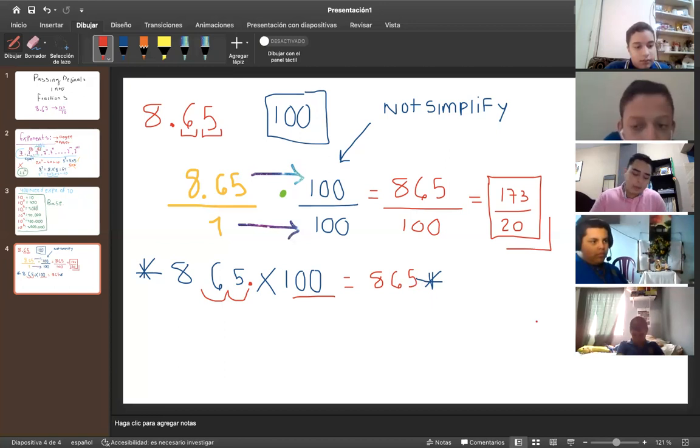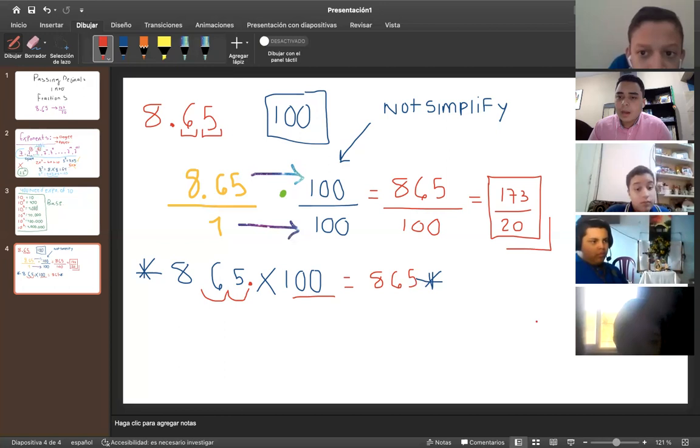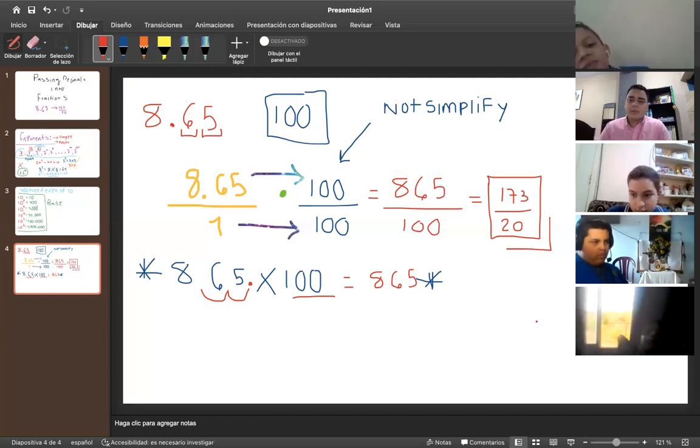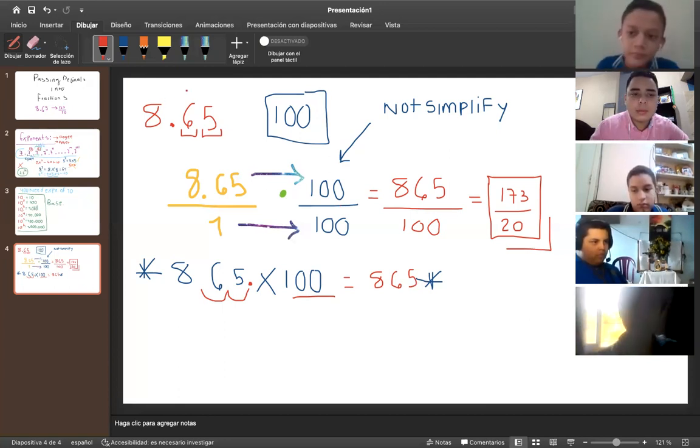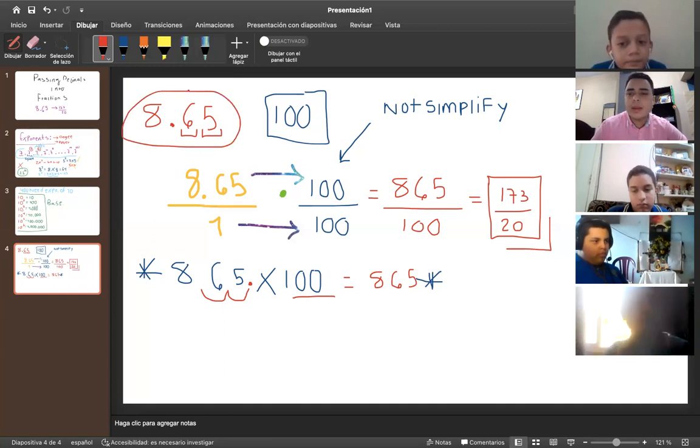Okay, Boris, any question? No. Luis Ricardo, any question? Yes, Mr. How do we know with which exponent we're going to simplify the decimal? What do you mean, in which part? In the decimal, when you put that, we need to do it by 100? Yes. Okay. Luis Ricardo, we have the number 8.65, right?